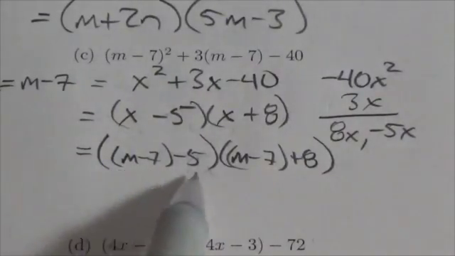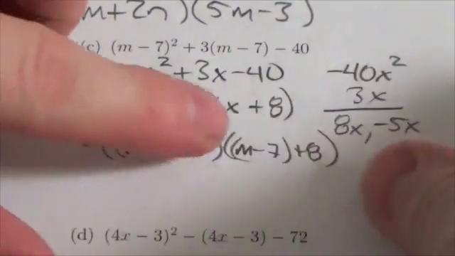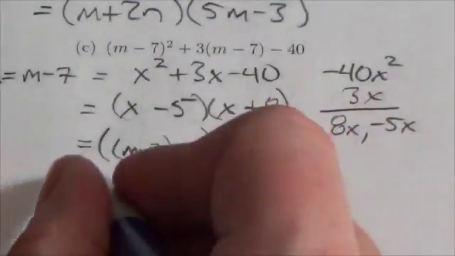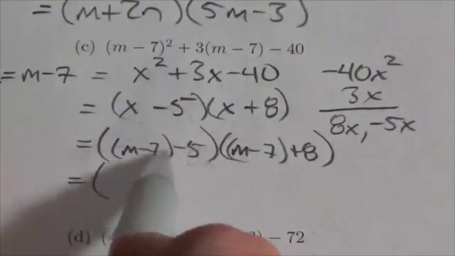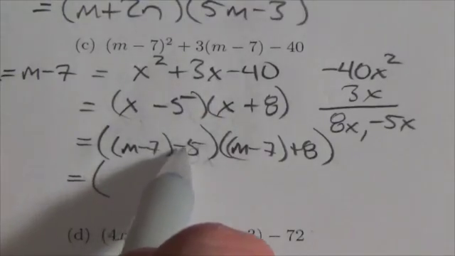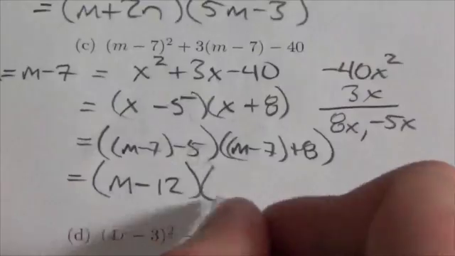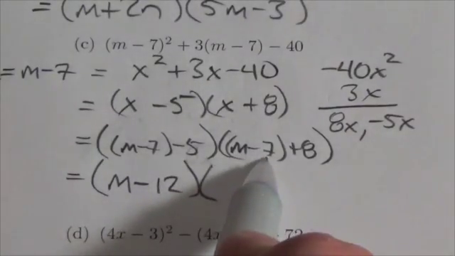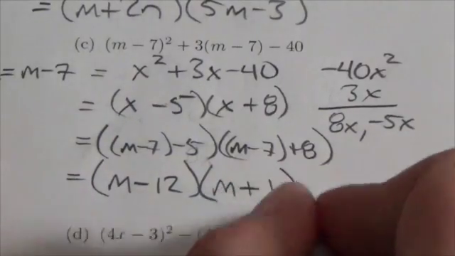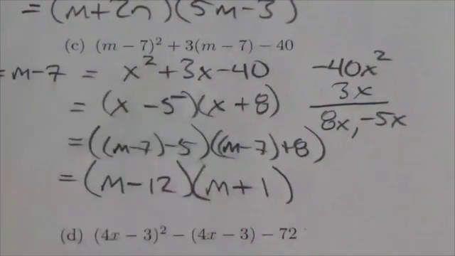Okay? So now I've got two factors. This factor and this factor right here. In my next step, I'm going to drop those brackets and I'm going to simplify what I get here. I've got m - 7 - 5. Well, that is m - 12. m - 7 + 8 is m + 1. And so that right there is the factored form of that expression.